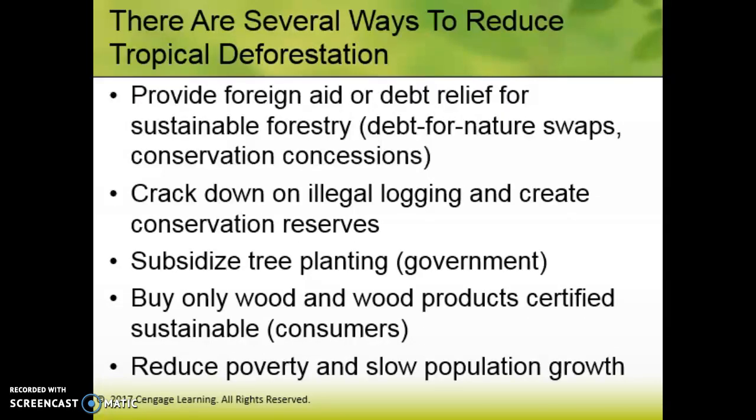Several different ways to reduce tropical deforestation: provide foreign aid or debt relief, do debt for nature swaps, conservation concessions. Those are really cool government programs that essentially are debt for nature. You probably did something like this when you were a little kid. I certainly did. I would borrow money from my mom to buy some toy, and then I would say, well, instead of paying you back, can I just clean your car, or can I just do something for you? That's kind of how a debt for nature swap works.